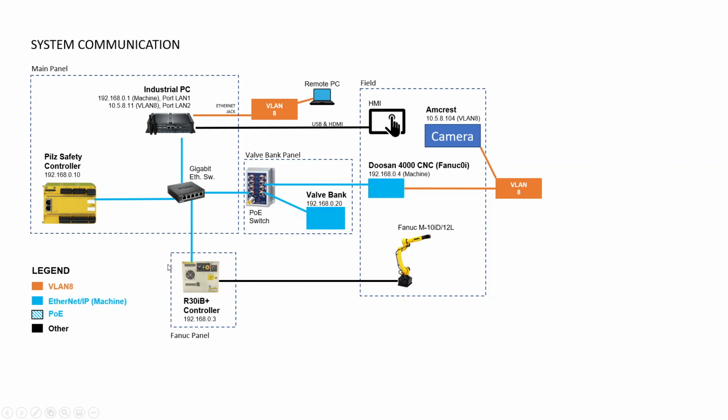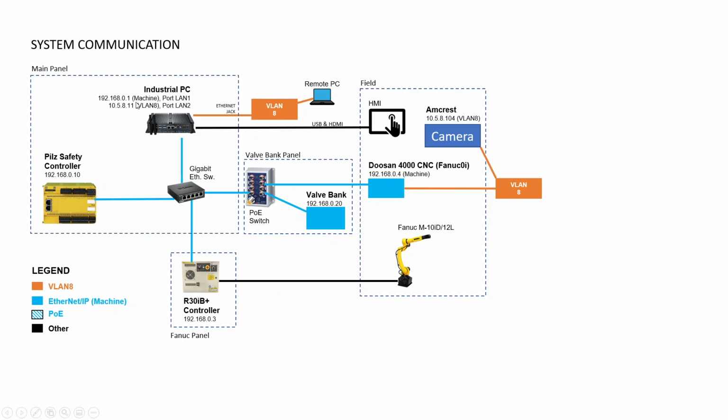So yeah, effectively you can see any of the devices here that are on VLAN 8 are in orange. Ethernet IP, the local machine network, is indicated in blue. Currently we don't have any PoE devices. And then this other just indicates some odd communication or non-Ethernet communication.